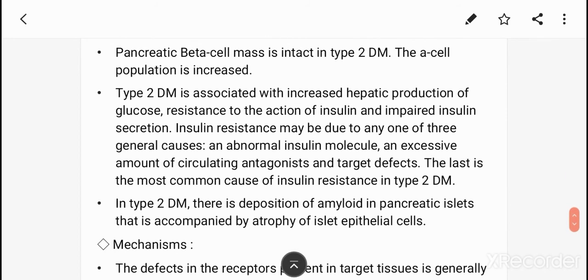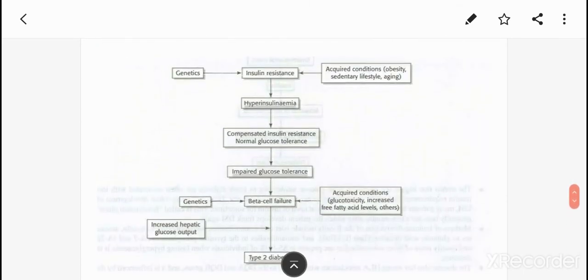Type 2 DM is associated with increased hepatic production of glucose, resistance to the action of insulin, and impaired insulin secretion. The insulin resistance may be due to any one of three causes: an abnormal insulin molecule, an excessive amount of circulating antagonists, or target defects. The last, the target defects, is the most common cause of insulin resistance in type 2 DM. In type 2 DM, there is also deposition of amyloid in pancreatic islets, accompanied by atrophy of islet epithelial cells. Now that we have first discussed this chart, let us understand the mechanism.